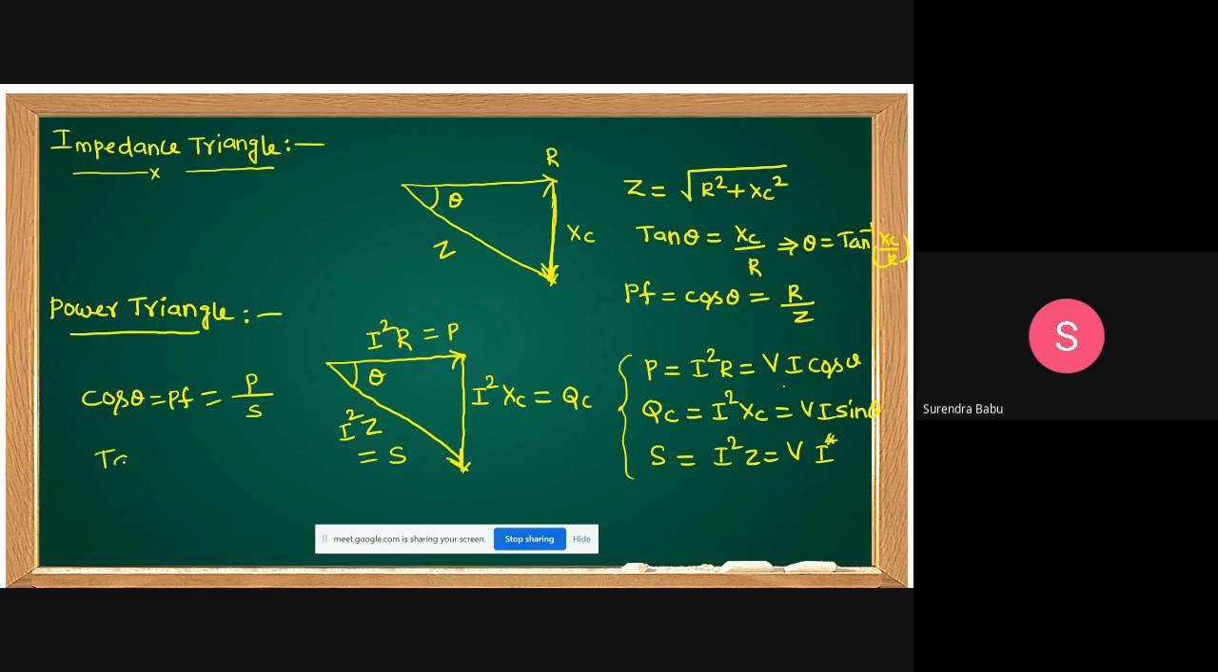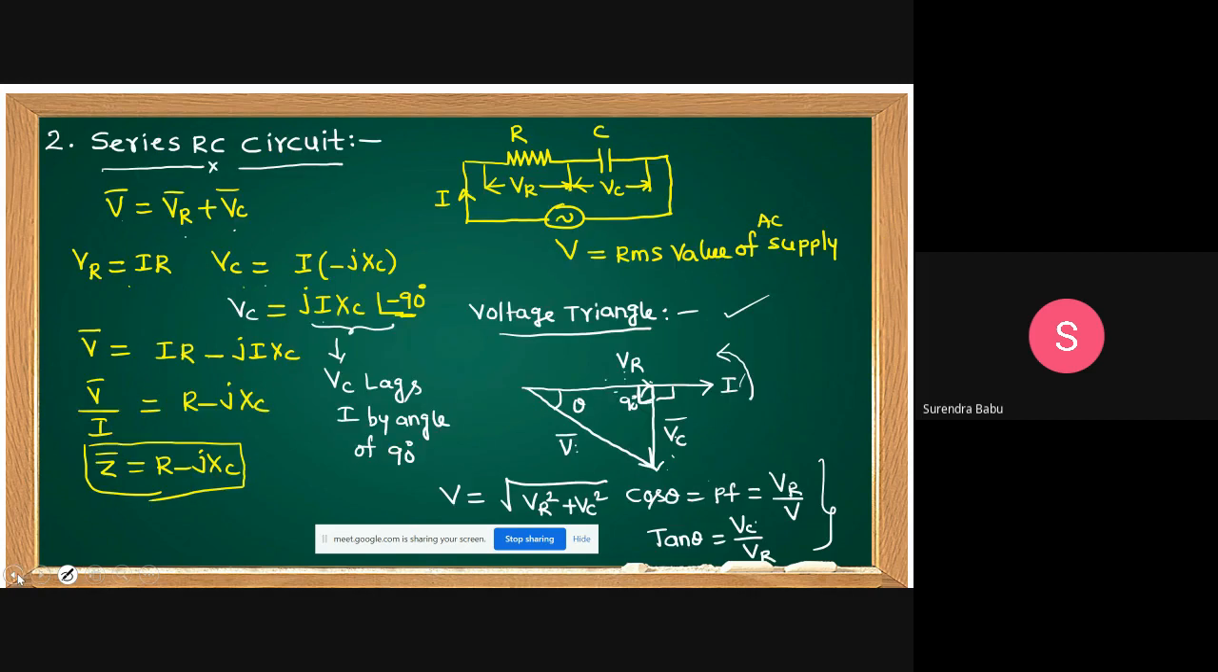How to define tan theta? Come on, students. How to write tan theta? Opposite by adjacent, that is QC by P. Okay, these are the analysis of the series RC circuit: how much it is lagging, how much it is leading. That is also very important, but no need to memorize it by heart. During solving of the problems, I will explain how to answer that. Clear, friends? Okay, this is about the series RC circuit.